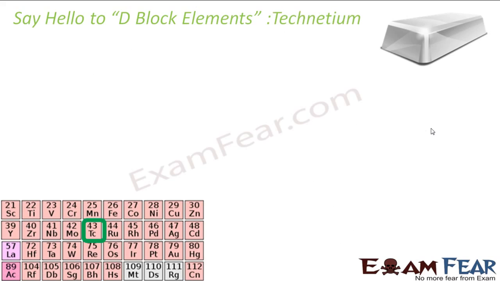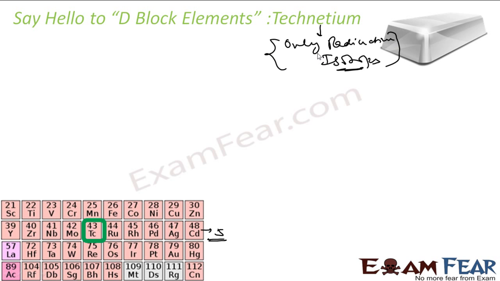The next is technetium. See, technetium is again period 5. This is the only element in my D block which has only radioactive isotopes. Other elements, you will see that they have stable isotopes also, but technetium is the only D block element which has only radioactive isotopes. It is also silvery gray and crystalline.